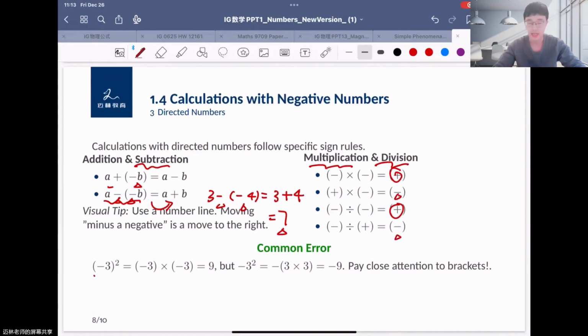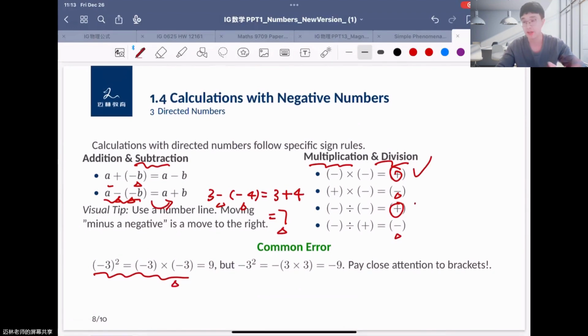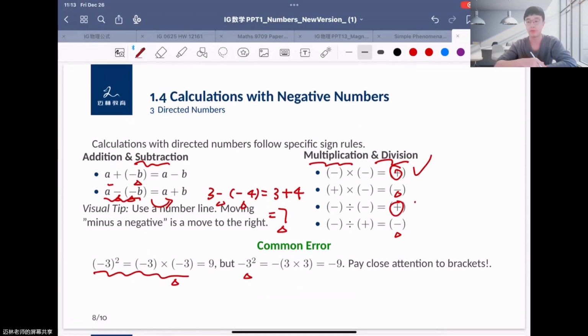Like here, negative 3 squared equals negative 3 times negative 3, and the final answer equals 9, right? Because we can write down negative times negative. By using this method, we find two negatives multiplied together, and the final answer must be a positive number, and 3 times 3 equals 9. So the final answer is positive 9. But if you add a negative symbol before 3 squared, so here is negative and 3 times 3, it equals negative 9.